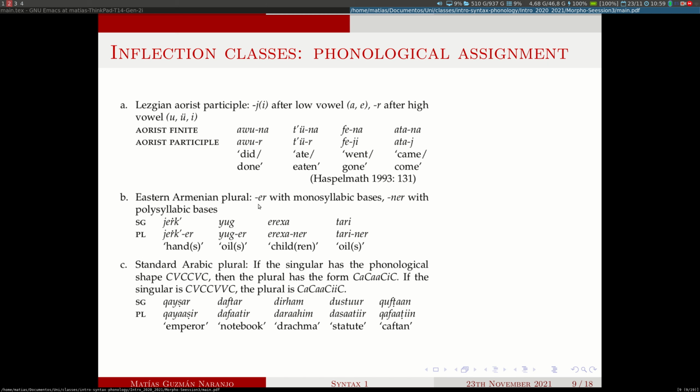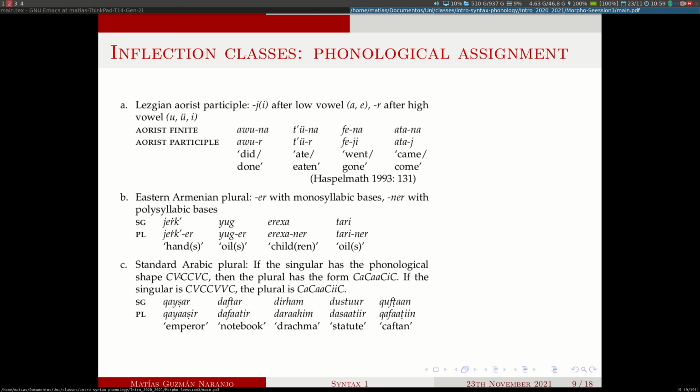In East Armenian we have a plural -er, which follows monosyllabic bases, and -ner with polysyllabic bases. And this is exactly what you see. This is a monosyllabic base, and both take -er, and two polysyllabic bases, and they take -ner.